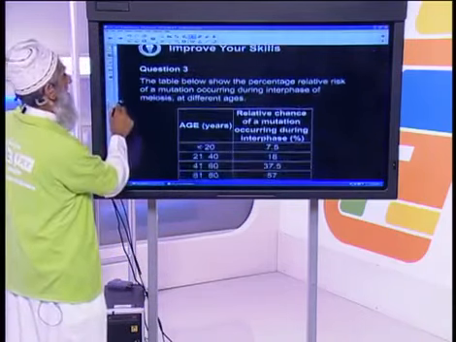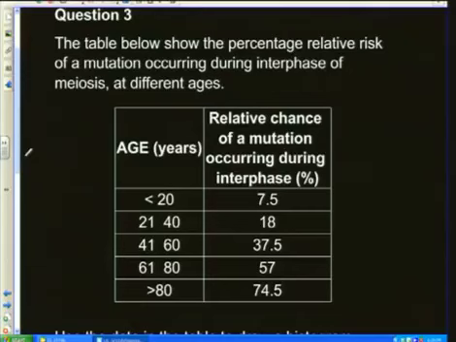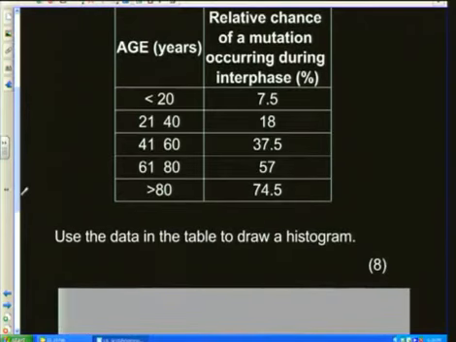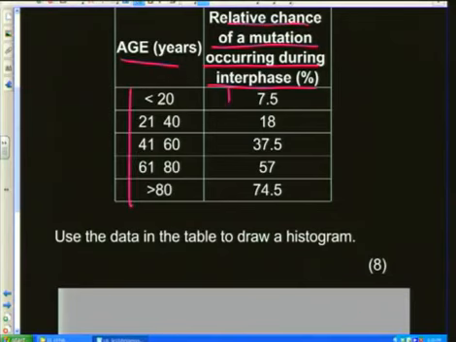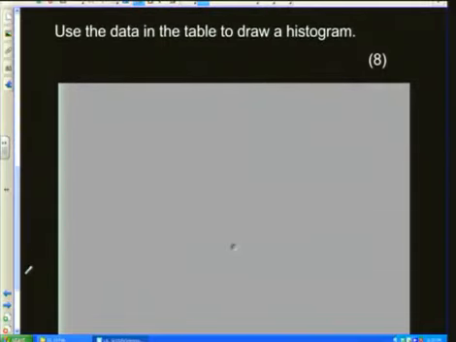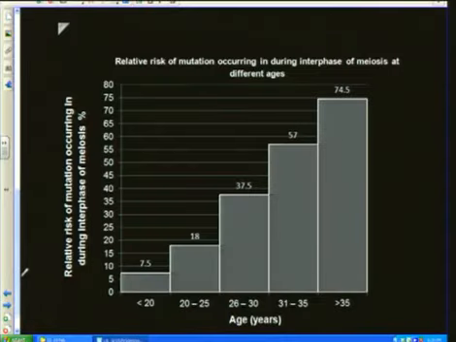Let's move on. The table below shows the percentage relative risk of a mutation occurring during interphase of meiosis at different ages. So they're giving you a table, and you have this in your notes. They give you the age, and on this side, the relative chance of a mutation occurring during interphase. They give you different age groups, less than 20, 21 to 40, and so on. The important thing here is we need to use the data in the table to draw a histogram. And again, this is also in your notes, so I'm just going to go straight to it.